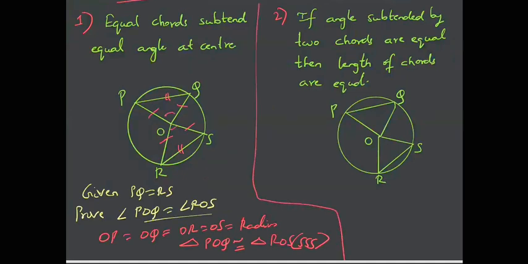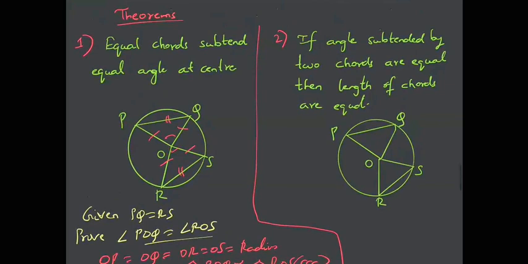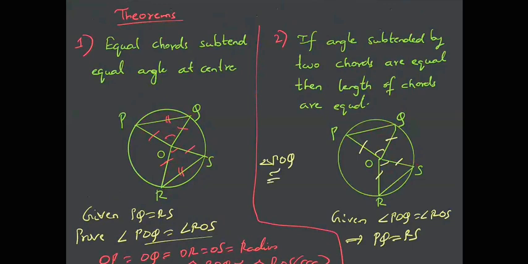Fine. So the next theorem is the converse of the first one. The first one was that if the lengths of chords are equal, then they subtend equal angles at the center. The second one is that if two chords subtend equal angles at the center, then their lengths must be equal. Fine. So given angle POQ is equal to angle ROS, this implies that PQ is equal to RS. You can use the SAS criterion here. Triangle POQ is congruent to triangle ROS by SAS criterion. So then PQ must be equal to RS.